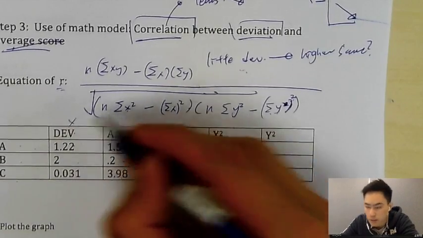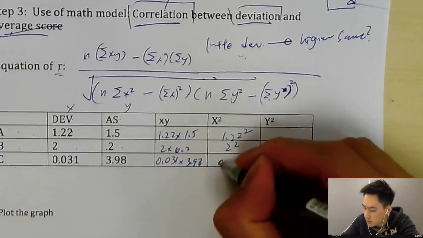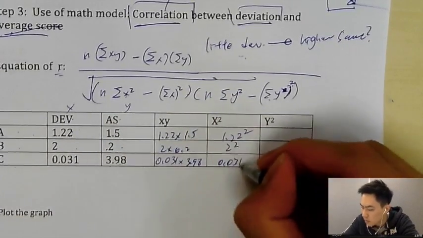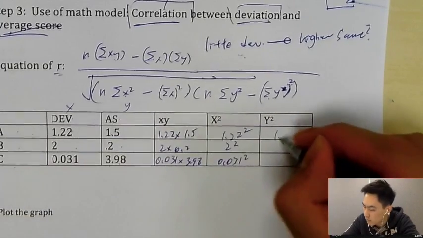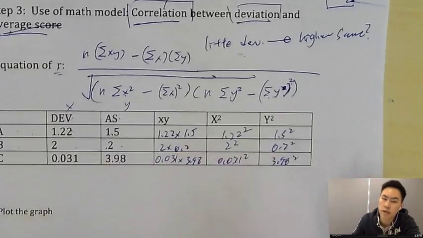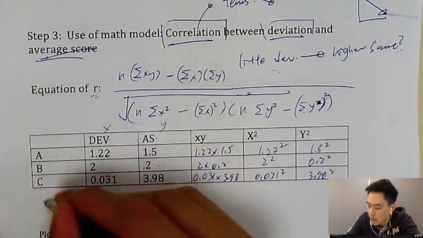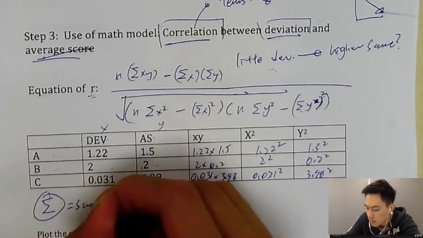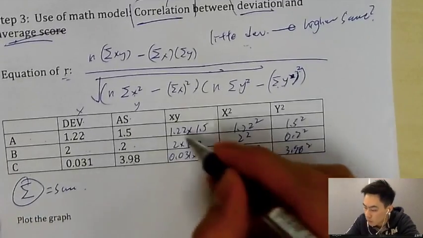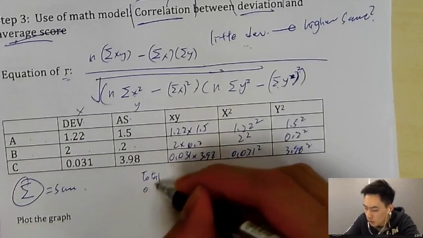So let's say this one's x, this one's y, right? So it's 1.22 squared, and then 2 squared, and then 0.031 squared, right? And for y is 1.5 squared, 0.2 squared, 3.98 squared. Okay, so you just do the calculation, and then what does it mean by the summation? So when I write summation, it means sum. Okay, so I have to add up the total. If I want to add up the total, so usually we write total of xy, right?